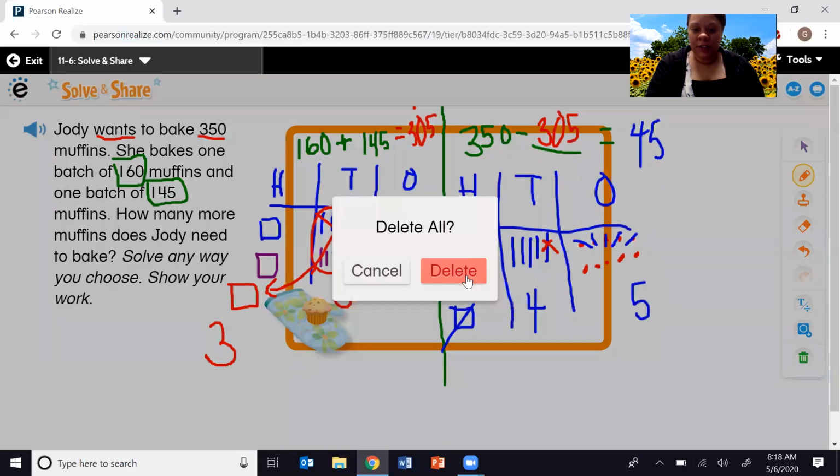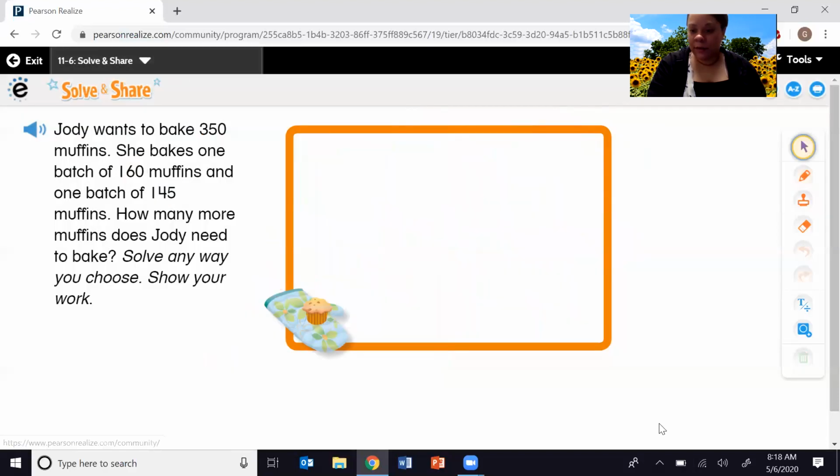And that's our solve and share for today. And we're going to go ahead and move on to our visual learning.